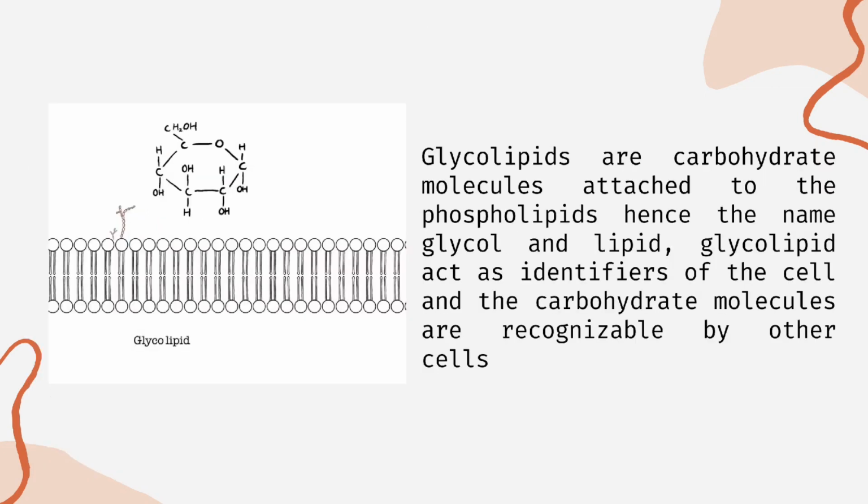And then we have glycolipid. Glycolipids are carbohydrate molecules attached to the phospholipid, hence the name glyco and lipid. Glycolipids act as an identifier of the cell and the carbohydrate molecules are recognizable by other cells. For example, when a phagocyte senses a glycolipid that is specific to a bacterium, it will be triggered to destroy that bacterium immediately.